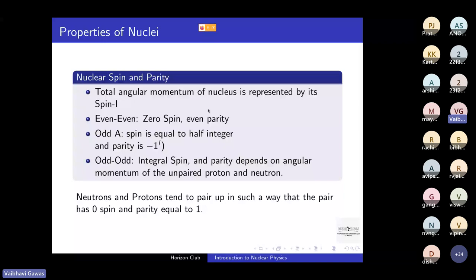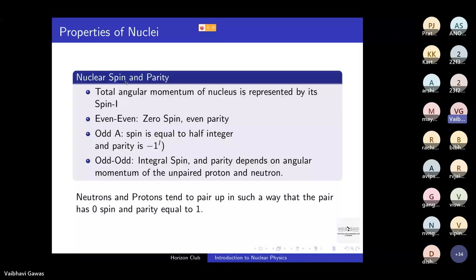Okay. So nucleus spin and parity are two important factors in the sense that all radioactive decays, or all nuclear transitions that happen from one particular nuclear level to another, are very much dependent on both these parameters. The decays which conserve spin and parity are more probable than the other decays which do not conserve these properties.